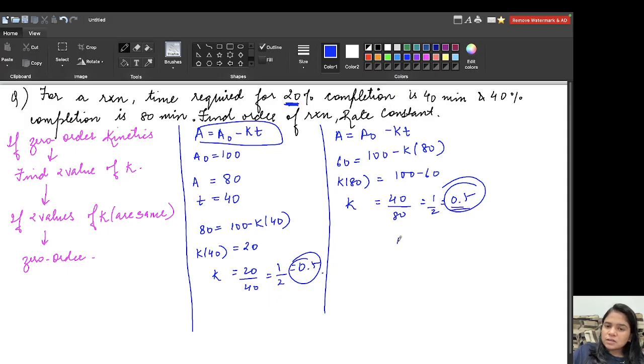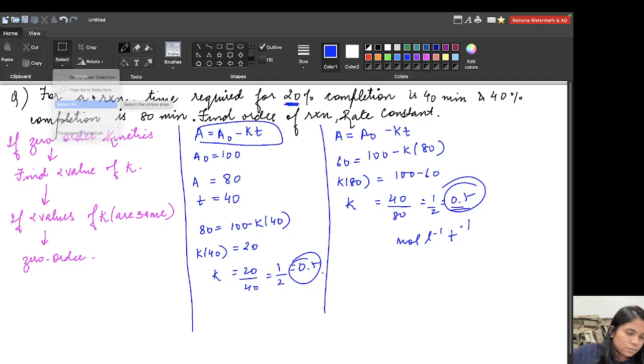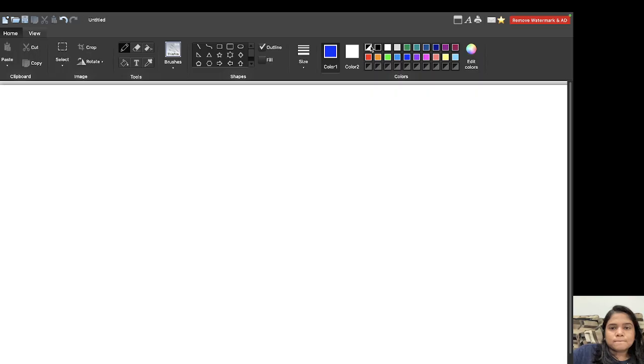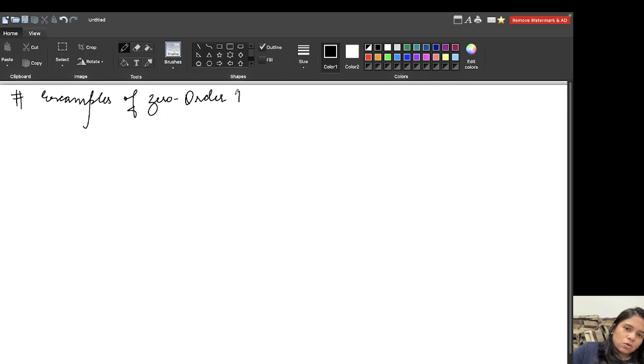What will be the rate constant units? Moles per liter time inverse, or second inverse. Since this is given in minutes, you can write it as minute inverse. Okay. Now we'll just do some examples of zero order reaction.